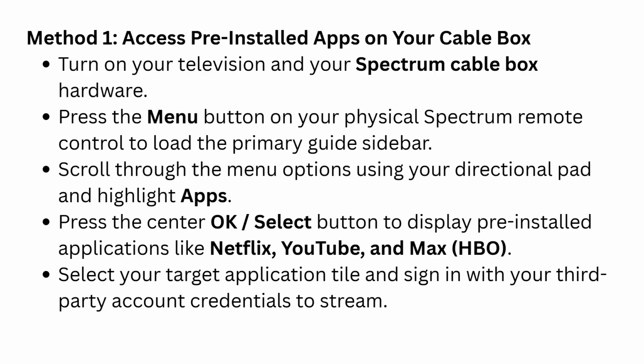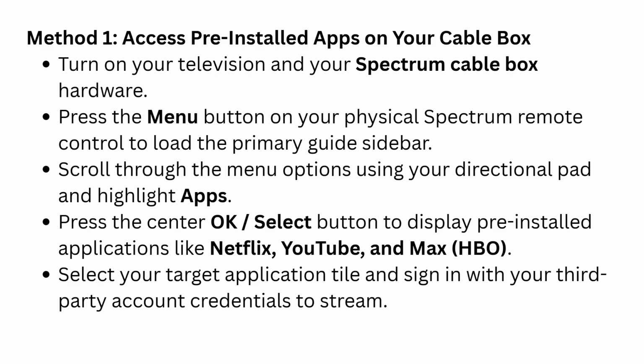Turn on your television and your Spectrum cable box hardware. Press the menu button on your physical Spectrum remote control to load the primary guide sidebar. Scroll through the menu options using your directional pad and highlight apps.